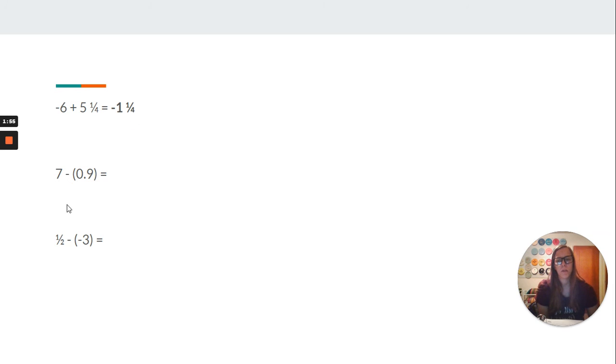Here we have 7 plus a negative 0.9. And actually, I apologize because I wrote it wrong the first time. So it's 7 minus a negative 0.9. So if you got this one wrong, don't worry about it because that's on me. We actually have 7 plus 0.9, which equals 7.9.